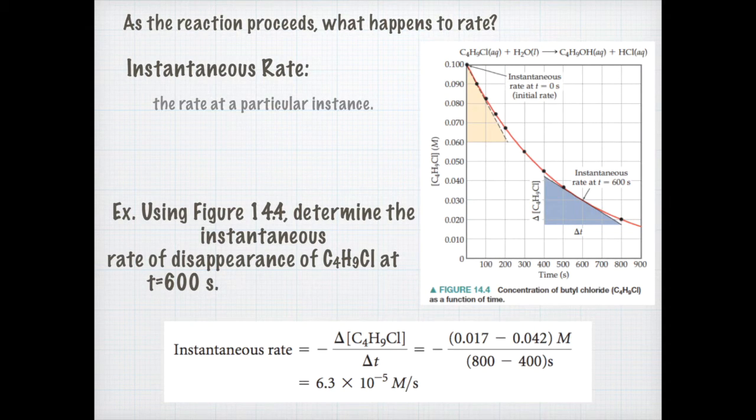So notice for instantaneous rate, what you're doing is you're calculating the slope at a very specific point by finding a line that's tangent, taking the difference between the two different concentrations, which is the rise, and dividing that by the change in time, and then that will be your instantaneous rate. So rather than taking an average, you're looking at a specific time, 600 seconds.